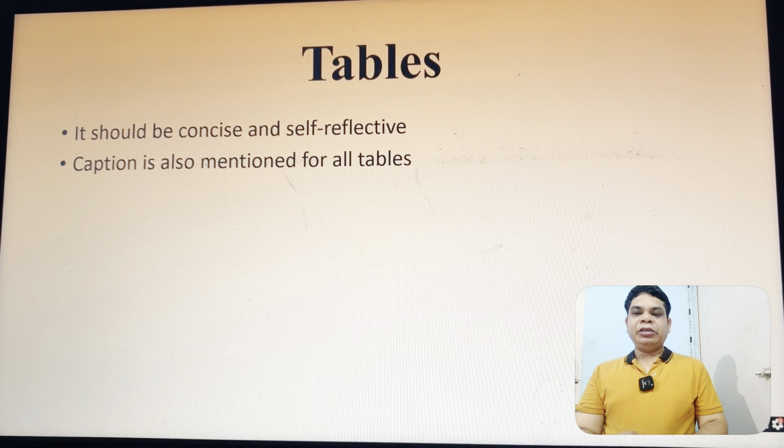Now the tables. Master's and PhD students, even some professors, make the mistake of creating complicated tables which are hard for reviewers or the editor-in-chief to understand. So make sure your table is concise and self-explanatory, and a caption is mentioned for all tables along with the source of the table, whether secondary data, field survey data, or taken from a previously published study. You have to mention the source at the end of the table, which is mandatory.